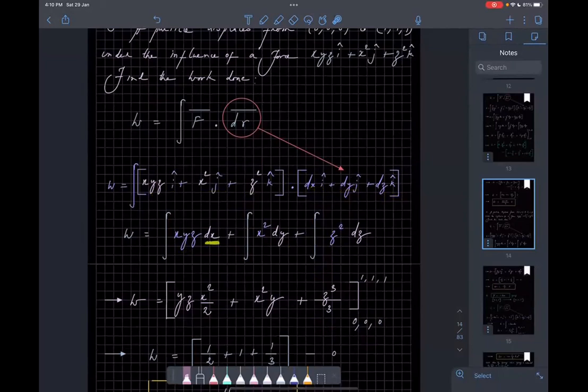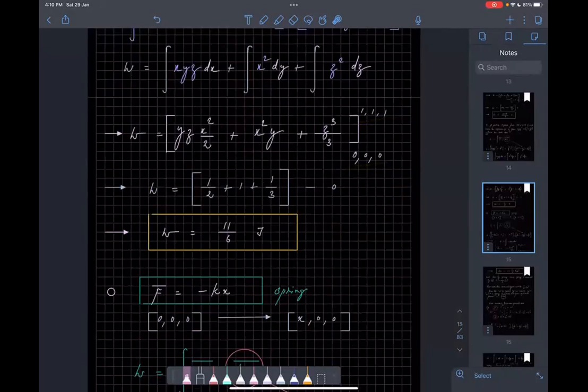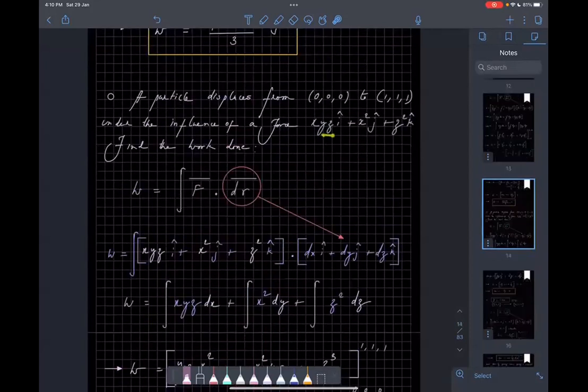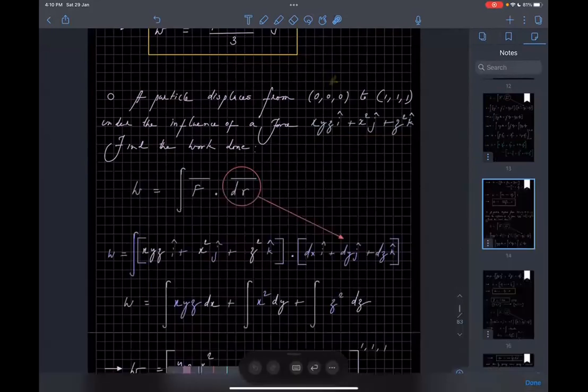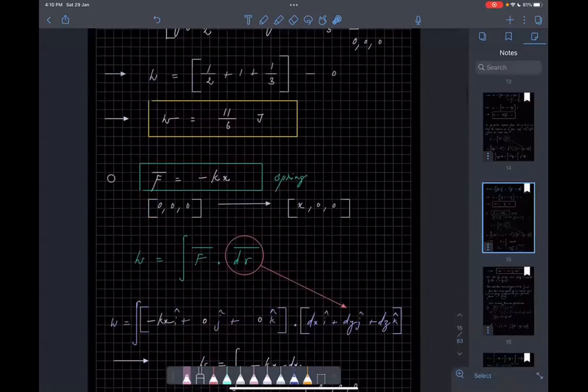So here, when I integrate with respect to x, I put yz as constant. I write x square by 2. Here, x square is a constant. x square will come outside. There is no y, so 1 is left. The integral of 1 is y. Can you see? Integral of z square is z cube by 3. Again, I put the limits. I subtract the lower limit from the upper limit. So I'll get 11 by 6 joules. Now the thing is, this is given in meters. These are all in meters, and force should be given in Newton. So you'll get the answer in joules. Clear?